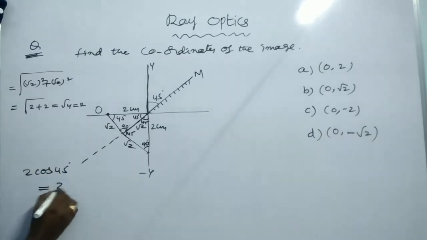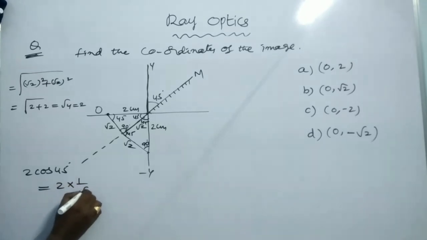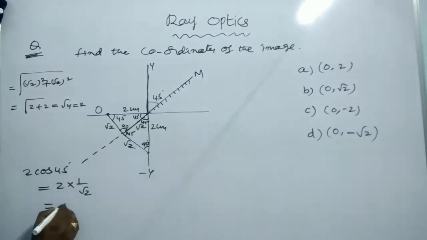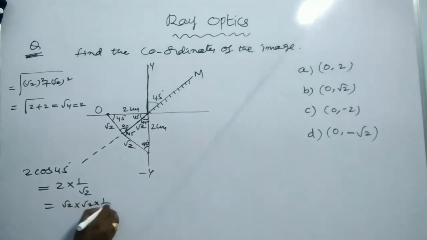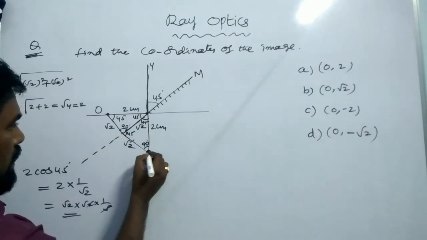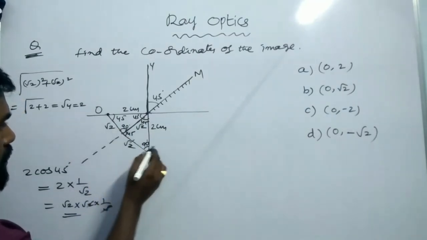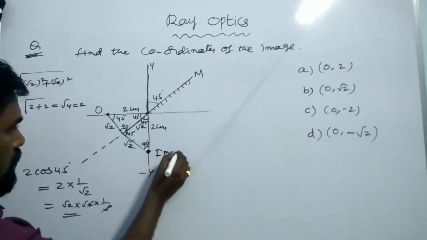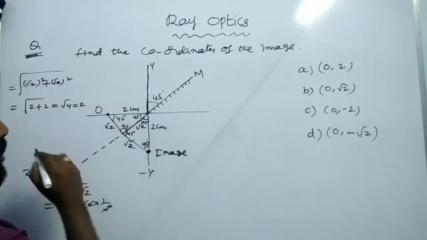2 cos 45, it is here 2 into cos 45, 1 by √2, it is √2 by 1 by √2, it is √2. So then it is the √2 here. Okay, now the image will be forming here, the object image will be here, this is the image. So the image distance is 2 centimeter.